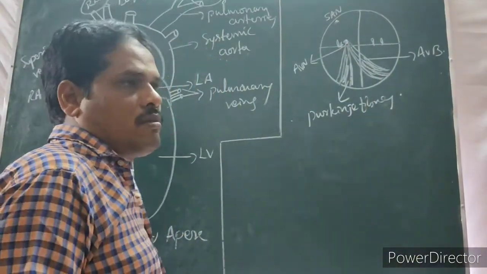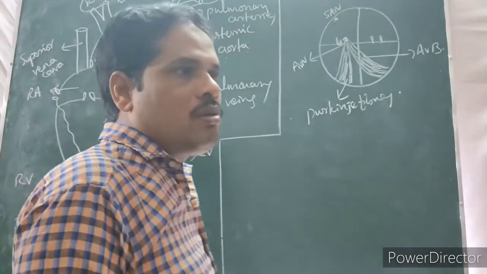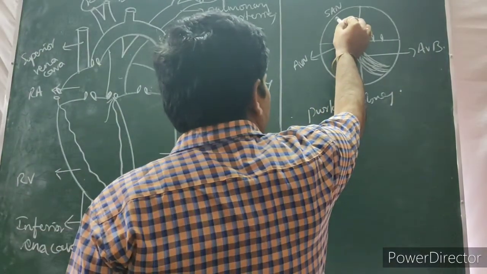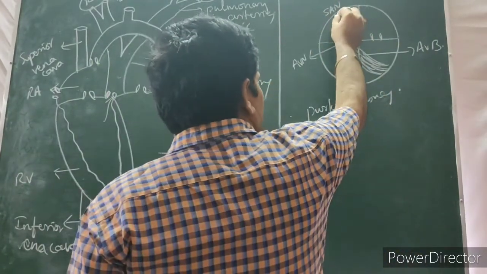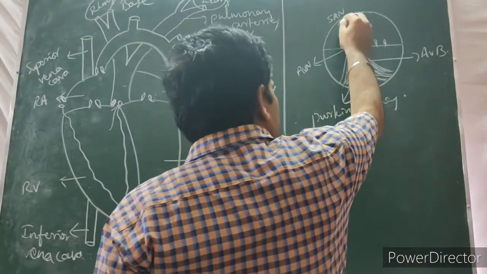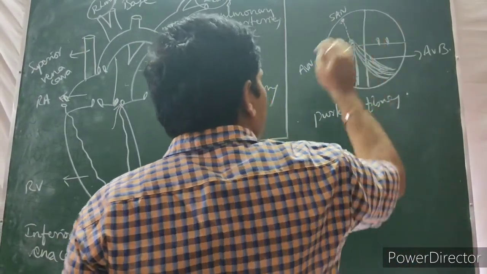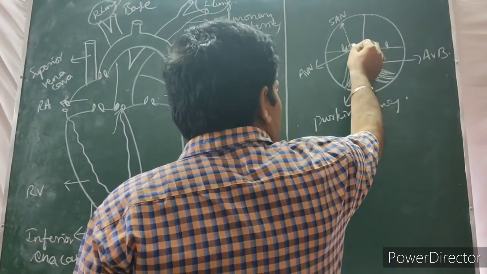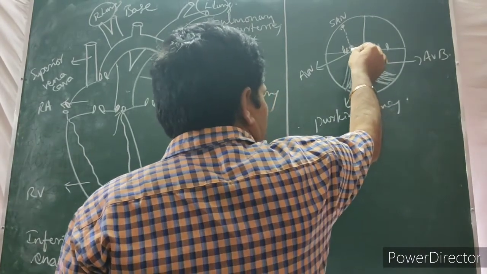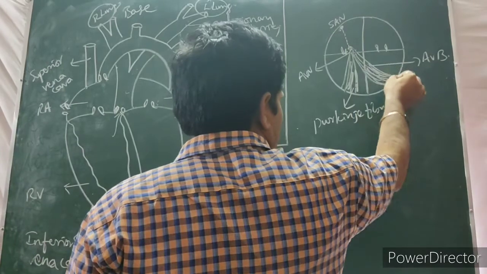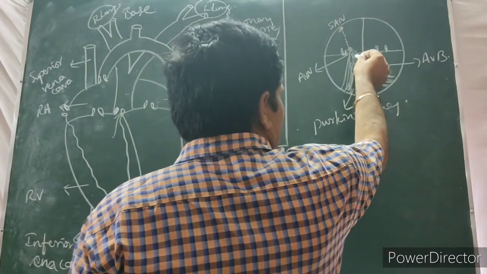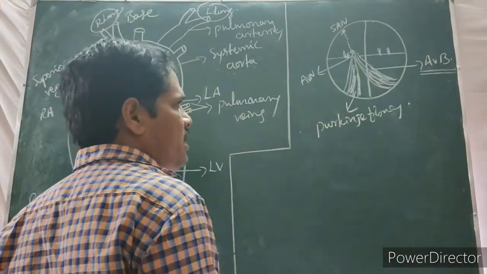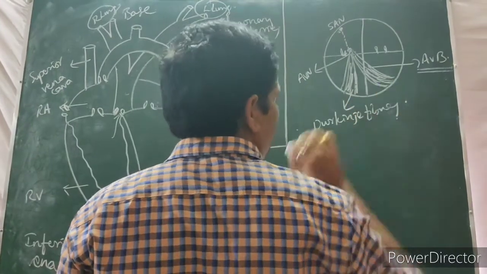How do atrial systole, ventricular systole and cardiac diastole happen? Because action potentials are generated by the SAN. The SAN can produce the action potentials. Those action potentials are received by the AVN, the atrioventricular node. From there onwards, the action potentials are transferred to the ventricles through the AV bundles, the right AV bundle and left AV bundle, and they reach the Purkinje fibers.